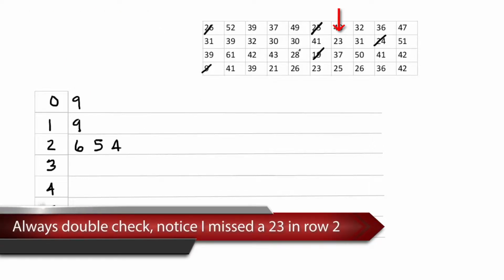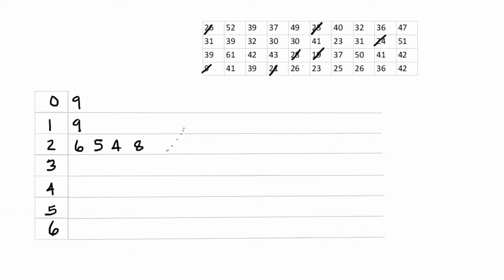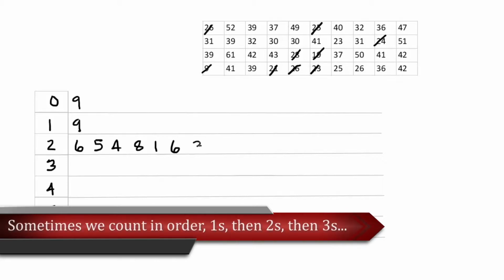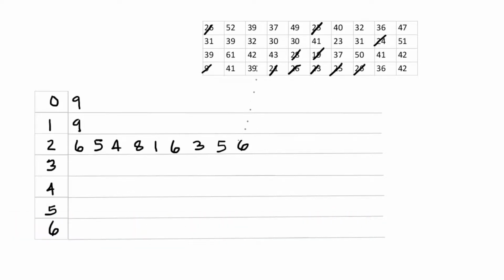And then I have 28. Okay, and I'm going to have quite a few here. 21, 26, 23, 25, 26. And then I want to do the same thing for the 30s.